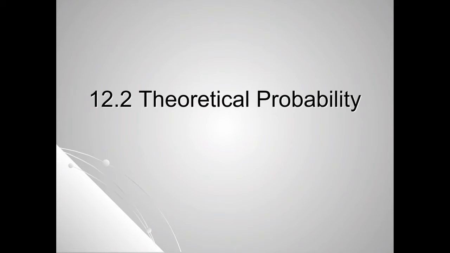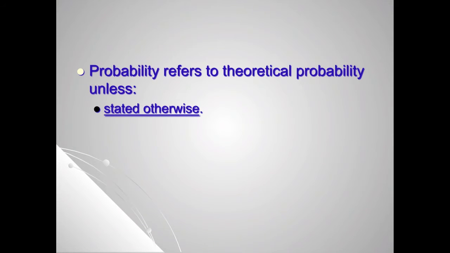Alrighty, so our next topic in probability is something we call theoretical probability. As compared to empirical probability, which was based on an actual experiment and actual data, theoretical is going to be totally based on theory, or what could happen just based on the way an experiment is set up. Now, in this entire chapter, probability refers to theoretical probability unless stated otherwise. So when you just say probability, just assume it means theoretical probability.